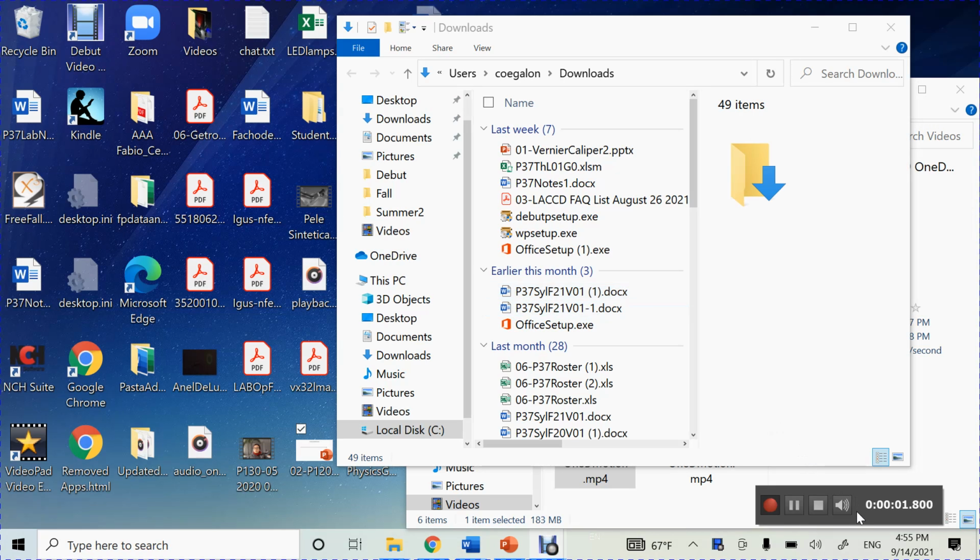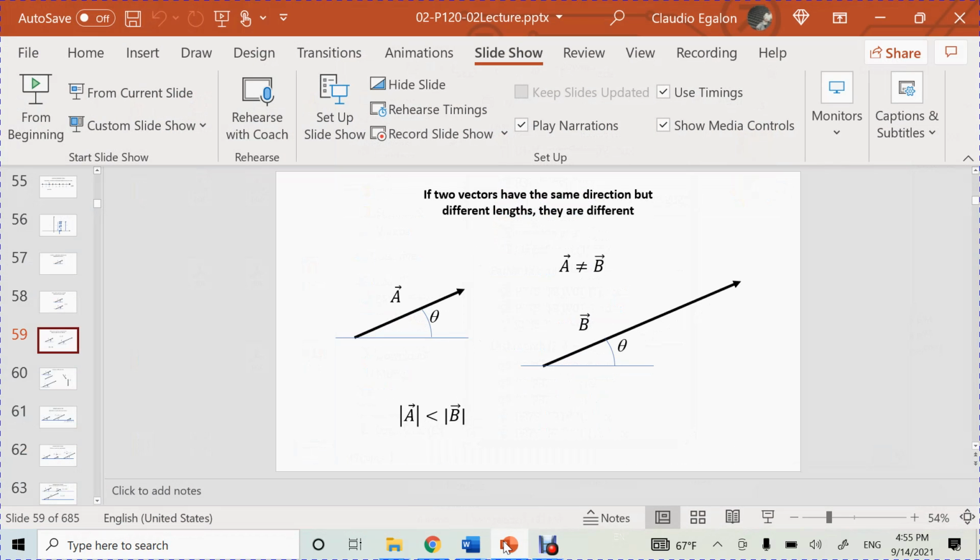Okay, so today is September 14, 2021, and let's take a look at the slides here for the vectors. So we are going to make a quick review.